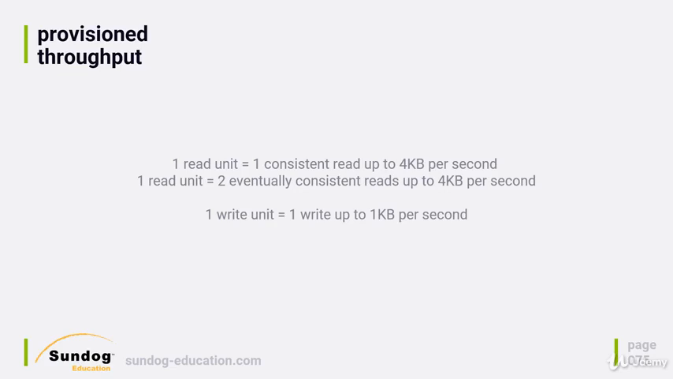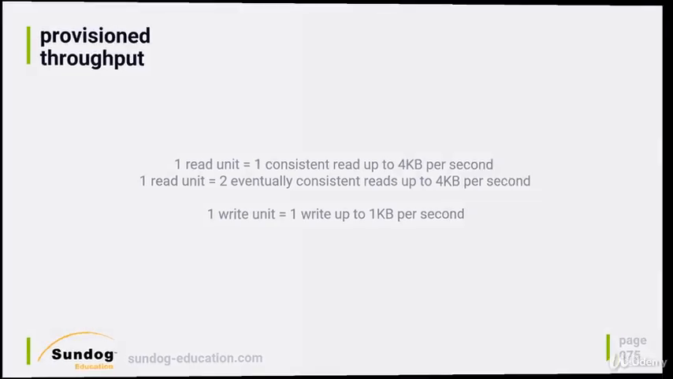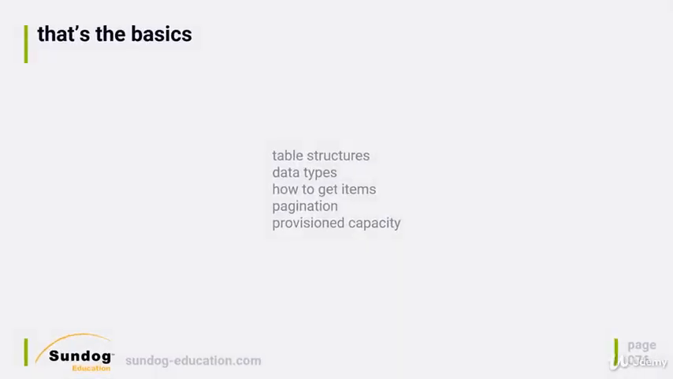So with this understanding of capacity units, you can start to see why avoiding scans is important. You don't want to burn all of your read capacity doing a single scan that returns a small number of records. This is why table design is so important. And that's the basics of DynamoDB. It's a lot, but it will become second nature once you start using it, which we'll do soon.